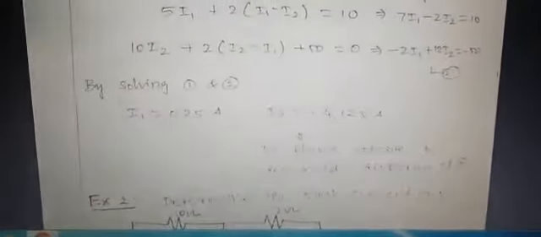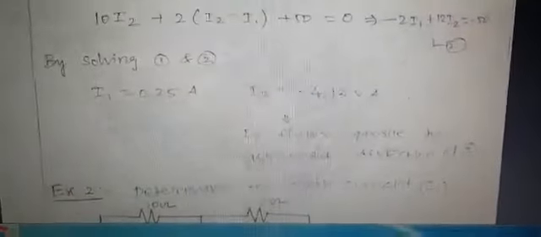Next, for loop 2, you can write 10I2 plus 2 times I2 minus I1, because based on loop 2 it is considered as I2 minus I1, plus the second voltage source, 50 volts, is equal to 0. Then you get the equation in terms of I1 and I2. By solving these two equations, you can get the currents I1 and I2.